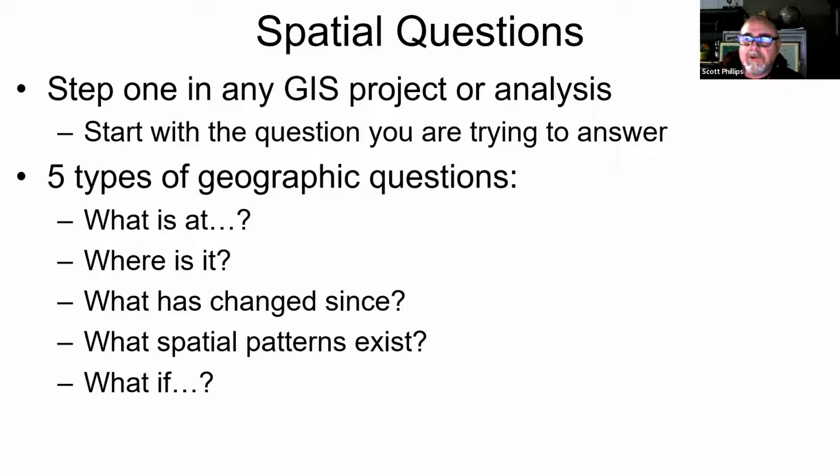GIS can also have a temporal component. You can look at change over time. What has changed since? How has the urban boundary of Fresno changed since the 1960s? How has agricultural land use, crop types, changed in the last 20 years? And you can look for spatial patterns. What is the distribution, how randomly distributed are whatever kind of phenomena that you're studying?